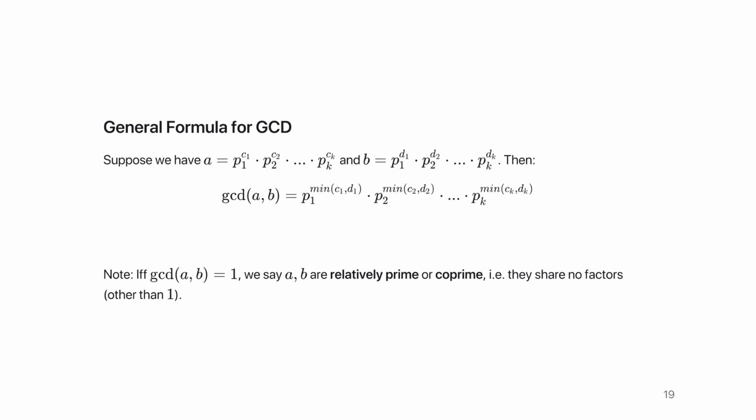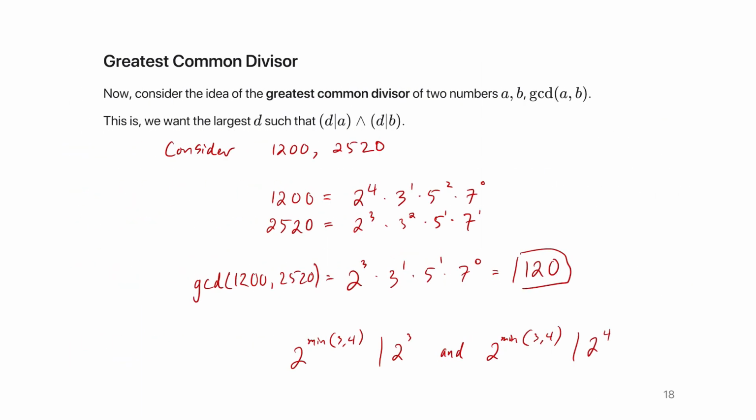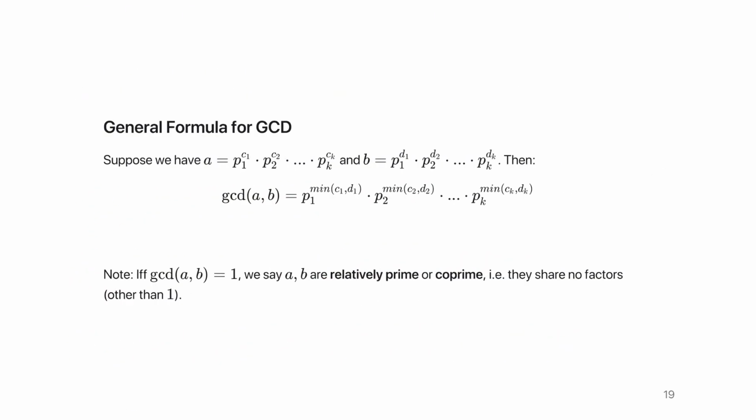So we have A written as a product of P1 through PK with the exponents C1 through CK, and B just uses exponents D1 through DK. The GCD of A and B is again a product of P1 through PK, but the exponents are now the minimums of the pairs from before. And this is a direct application of what we just saw here. For each base, we take the smaller of the two. So any questions with that?